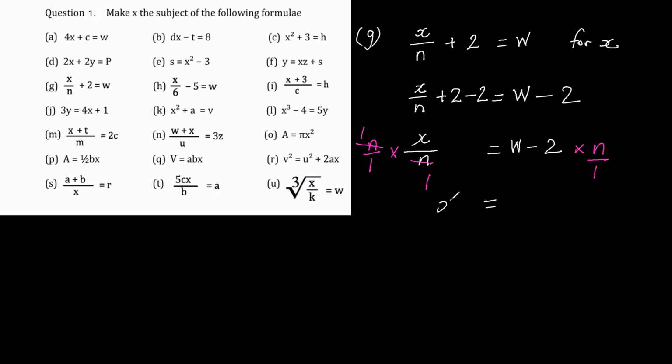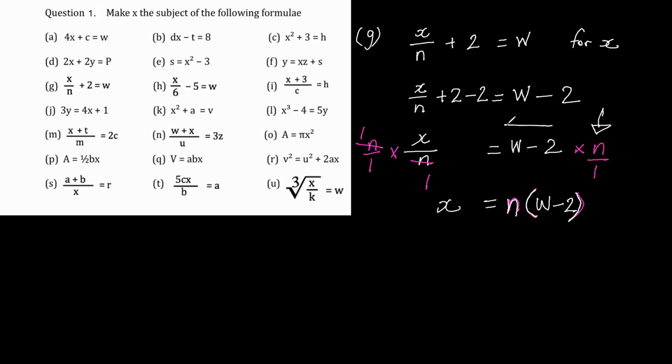So x is equal to... now, in mathematics, you write n multiply, meaning using your brackets, by w minus 2. Matthew, you okay with this? Tyrell Ross, are you okay with this? Yes, sir.